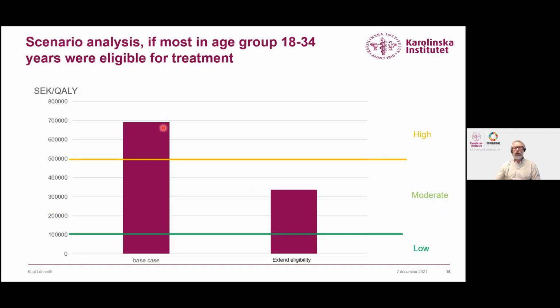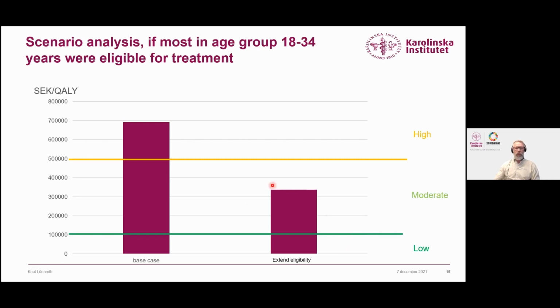Unpacking this age group 18 to 35, we ran a scenario analysis asking, what if we put not all of them, but most of them on treatment? What would be the cost effectiveness? And then we found that if you extend the eligibility criteria, you get into this zone of moderately cost effective. If you break it up further and only focus on those coming from countries with an incidence of more than 200 per 100,000, it's slightly better, but it doesn't reach the very cost-effective threshold.